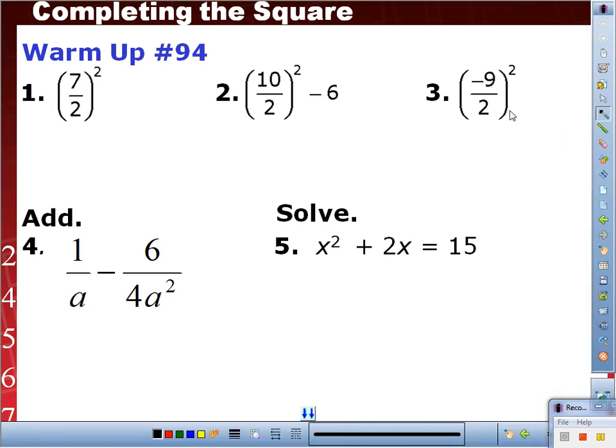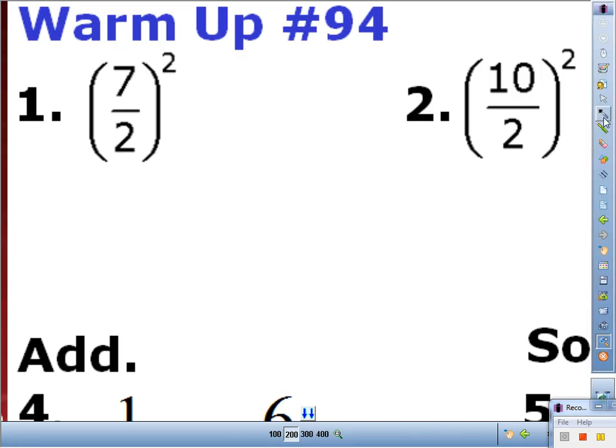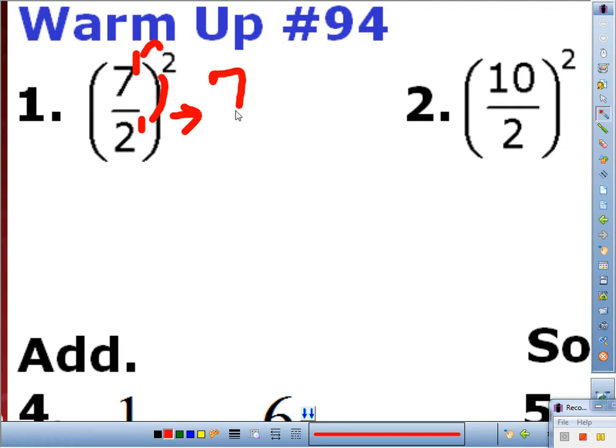Okay, I'm going to go over the warm-up just to review some of the concepts that we saw at the beginning of the school year. And I'm going to start with number 1. So remember to put an exponent of 1 on the 7 and the 2. Okay, distribute the exponents. So that gives us 7 to the second, 2 to the second.